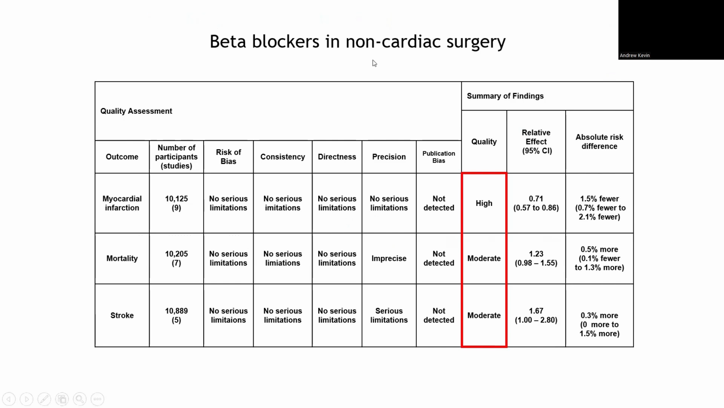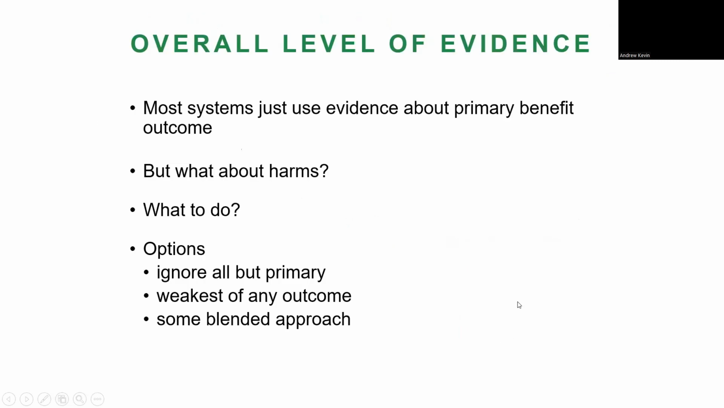factors like, for instance, in this grade table, we have looked at the use of beta blockers in non-cardiac surgeries. And the outcomes that they have looked at are myocardial infarction, mortality, and stroke. And you generate a summary of findings table based on your grade assessment, where you would grade the quality of evidence as either high, moderate, or low. Now, this is the overall level of the underlying evidence.